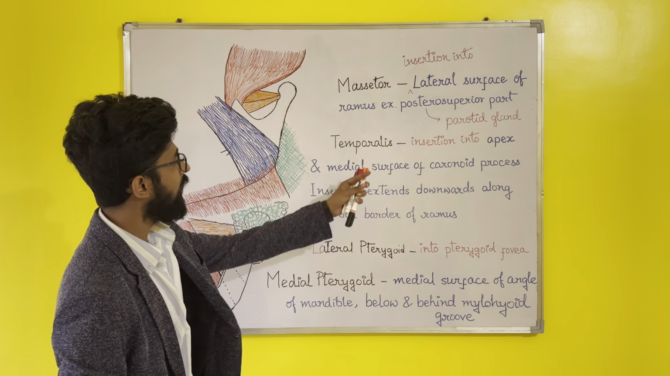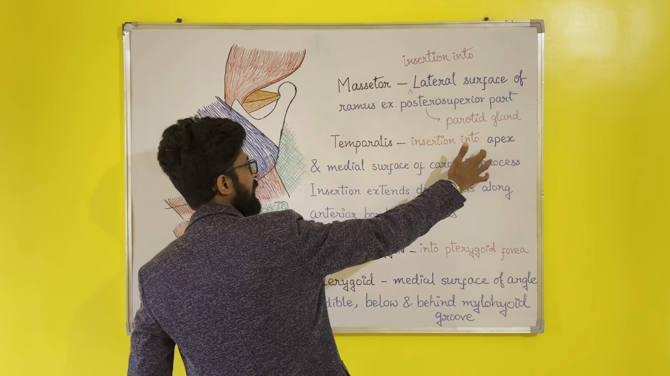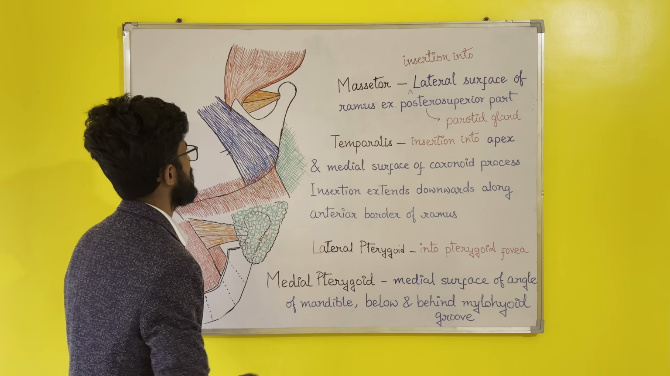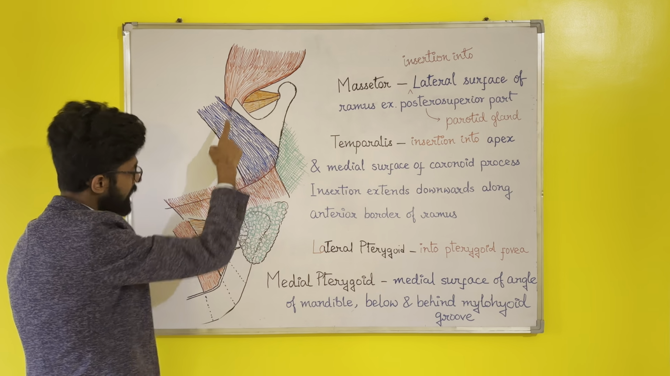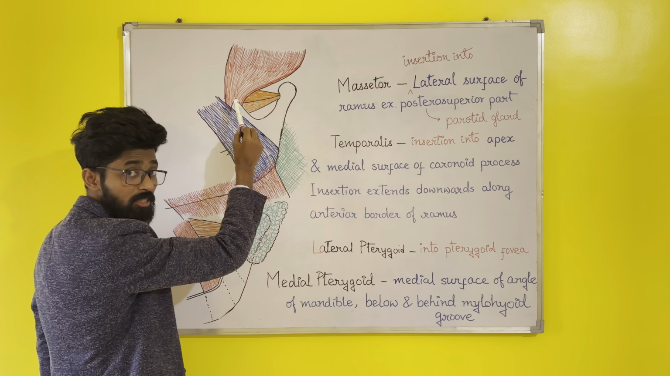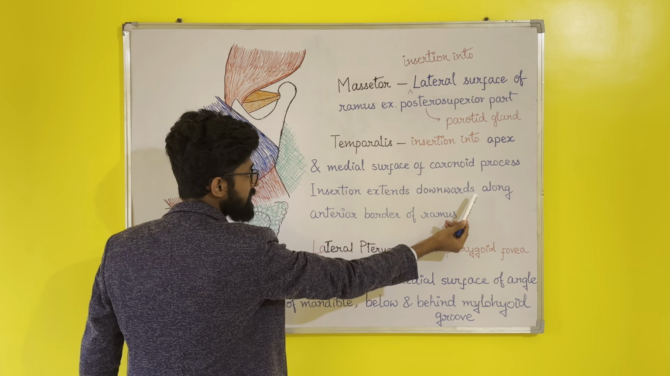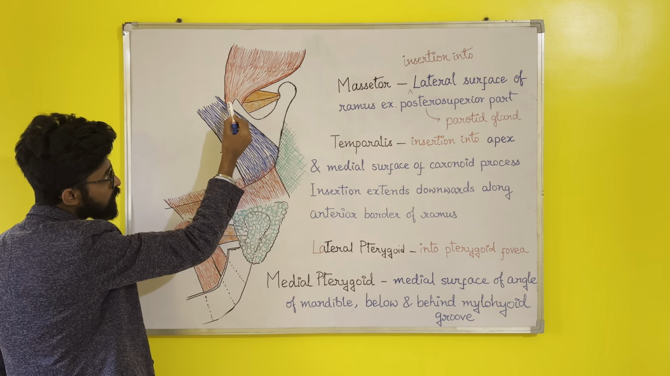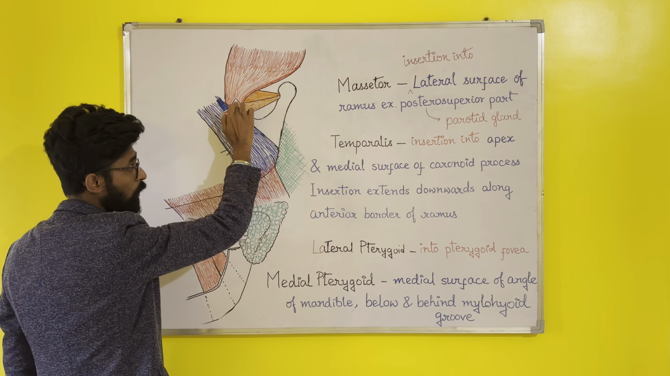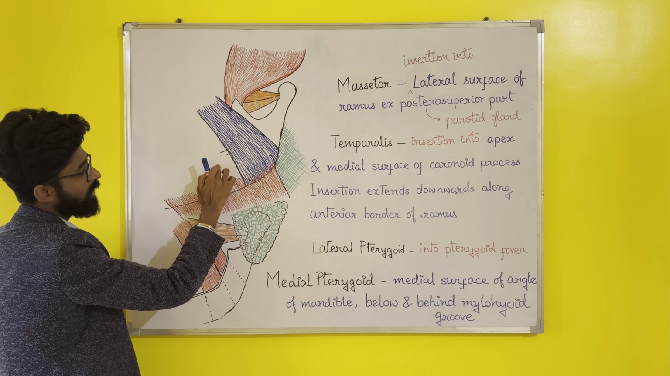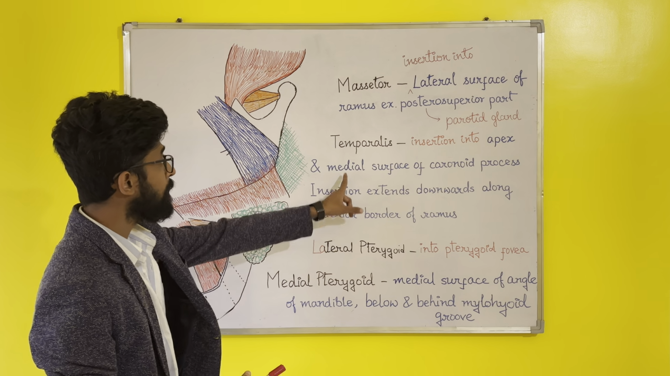Okay, next coming to the temporalis muscle. The temporalis muscle is inserted into the apex and medial surface of the coronoid process. So this red one is the temporalis muscle. You can see it here. It is insertion, not origin. It is inserted into the apex and it extends downwards along the anterior border of the ramus. So this dotted line is the anterior border of the ramus. So this temporalis muscle is attached at the apex of the coronoid process and along the anterior border of the ramus on the inside.